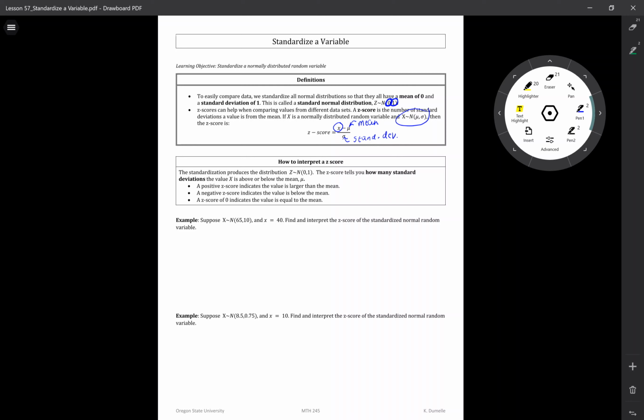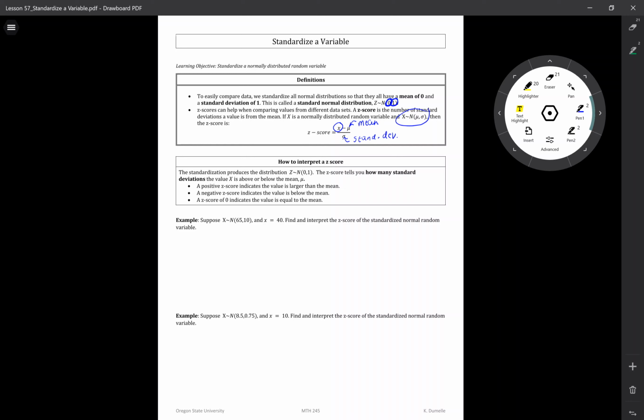So how do I interpret a z-score? Well, the standardization produces the distribution Z, N(0,1), and the z-score tells me how many standard deviations the value x is above or below the mean mu. If a z-score is positive, that means that the value is larger than the mean. If a z-score is negative, that means that the value is less than the mean. And if I get a z-score of 0, that means that the value is equal to the mean. So let's do some examples here, finding z-scores and interpreting what they mean.